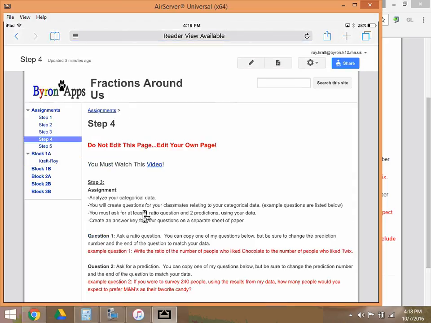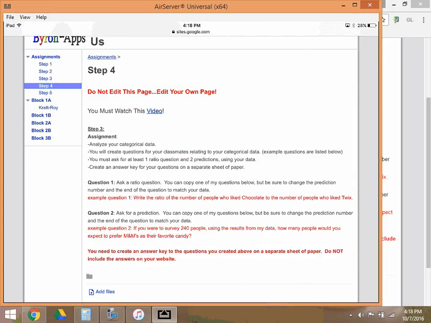All right, and then it actually says that we need to ask a second question. You actually have to ask 2 predictions. So you have to ask 2 questions like question 2. So my example question here is, if you were to survey 240 people using the results from my data, how many people would you expect to prefer M&Ms as their favorite candy? So now when I did that, this number 240 is a very specific number.